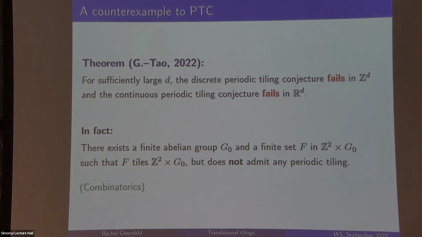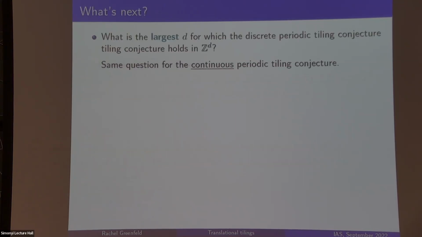What D do you have? Sorry? Do you have an effective value for D? Yeah, we have an effective one, but it's huge. What we do is we take the construction that we had in Z^2 cross G naught, and we pull it back. So we get an enormous D.